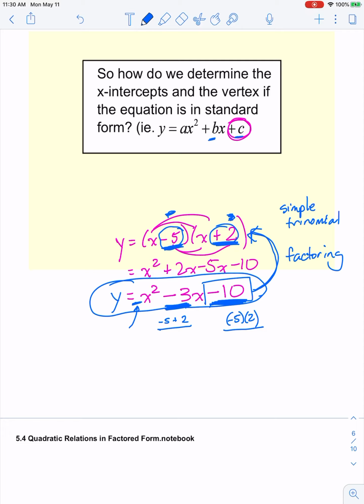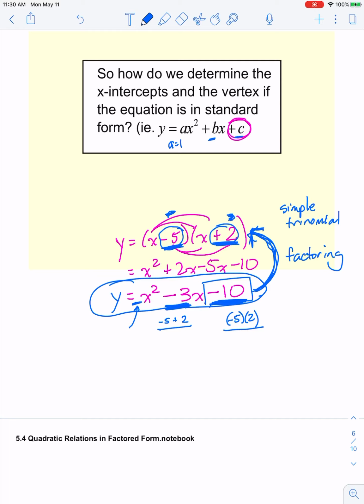Well, what is that number right there? When there's no number in front of a variable, what is its value? Its value is a equals 1. So this is what we call a simple trinomial, and we want to break it down into its pieces, into its factored pieces.